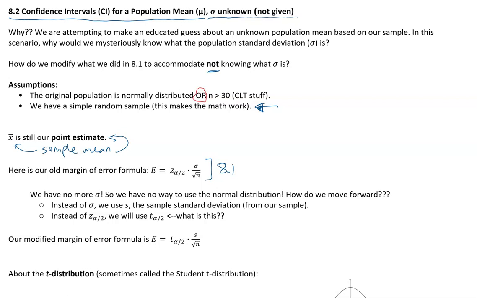But now we have no more sigma. So we have no way to use the normal distribution on the calculator. For example, how do we put a sigma in? How do we move forward?